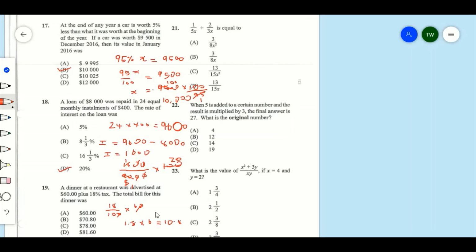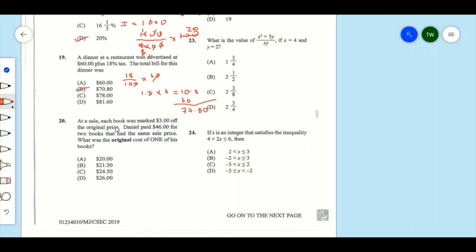So therefore the tax on the food is going to be $10.80. But remember that the total bill is going to be the original cost for the food, which is $60, plus the tax. So we're going to add $60 to the tax, and 60 plus 10.80, that's going to give us $70.80. So our answer is going to be B in this case.